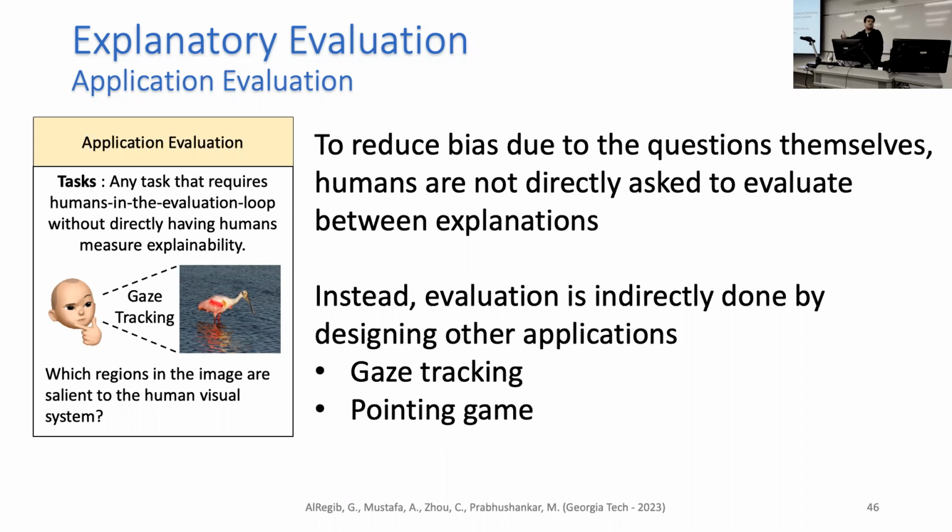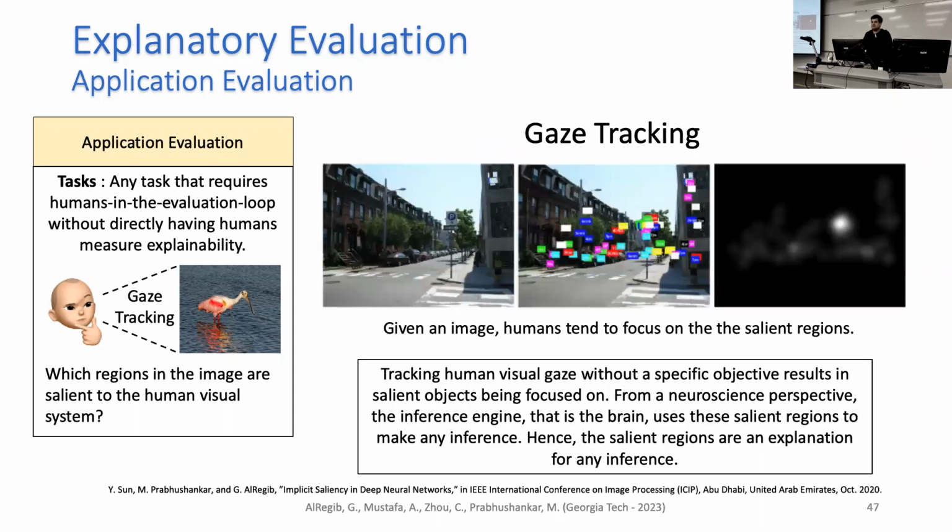So this is a different way of evaluation itself, where you are retroactively trying to explain something rather than looking at which explanation is better than the other. So these are the kind of explanations which can exist in this application evaluation. We'll be discussing two of these things, which are gaze tracking and pointing game, two applications that we will look at. So what is gaze tracking?